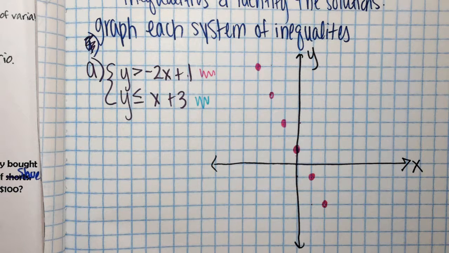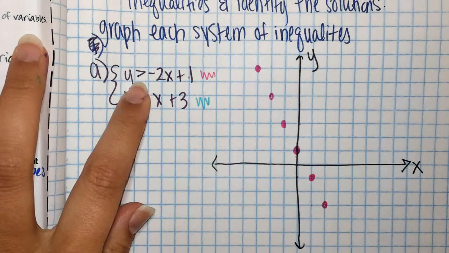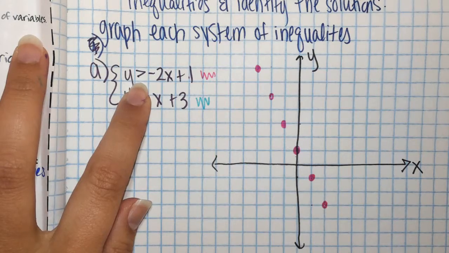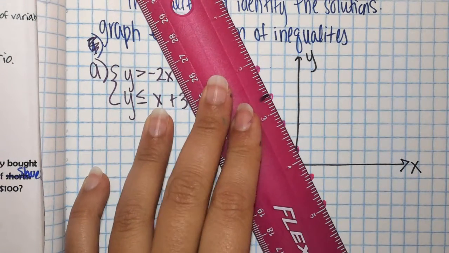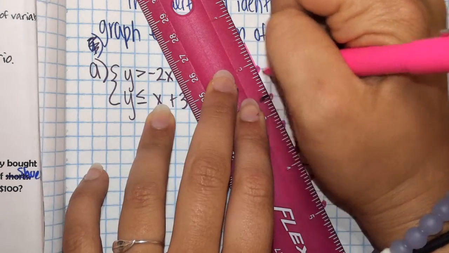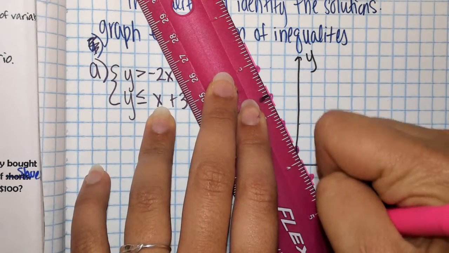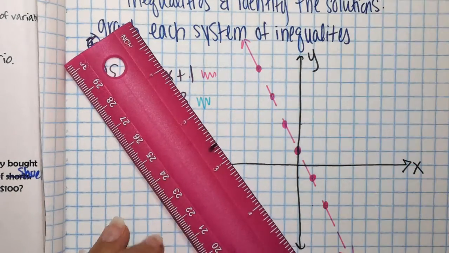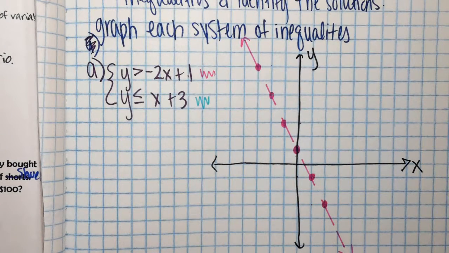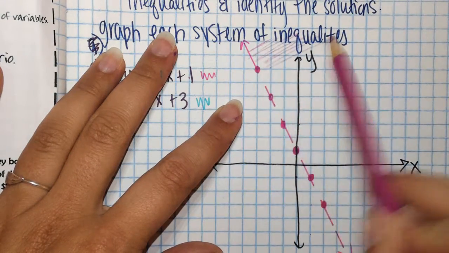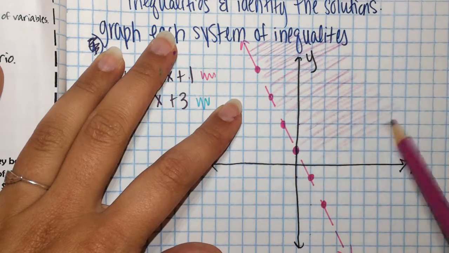Are we going to have a solid or a dashed line? A dashed. Why? Because it doesn't have a line under it. Awesome. So I want you to make sure you go all the way across your graph, and I want you to make a dashed line. Now, tell me, on this one, are we going to shade above or below? Above. Why? Because it's greater than. So I'm going to take my colored pencil, and I'm going to shade everywhere above the line.